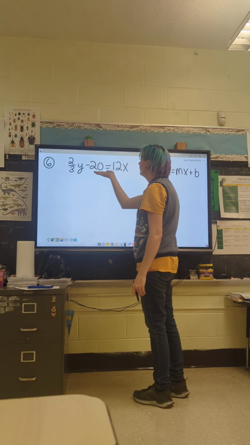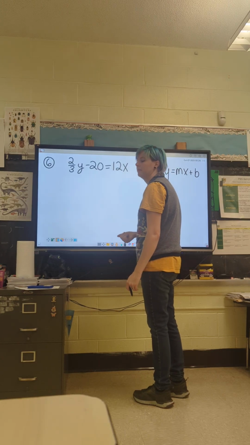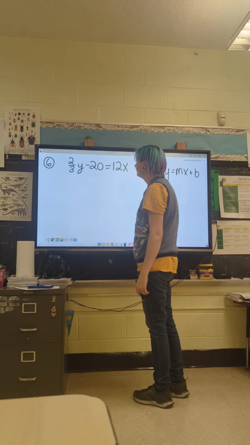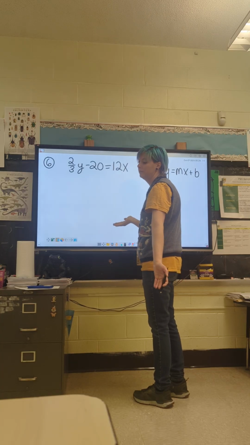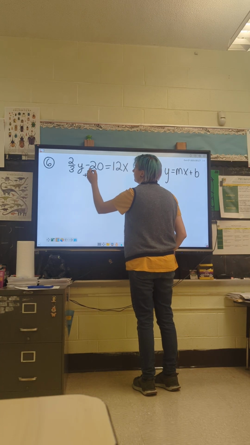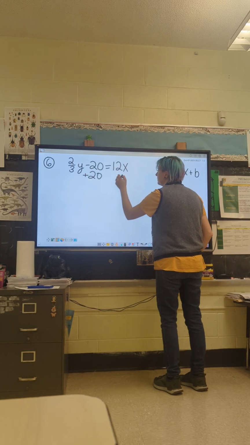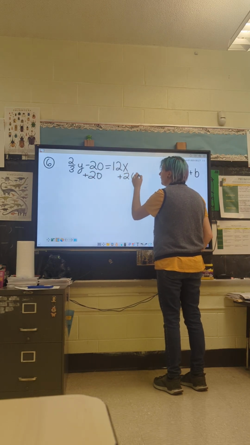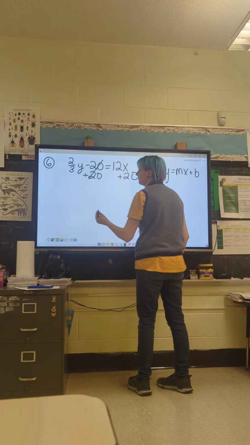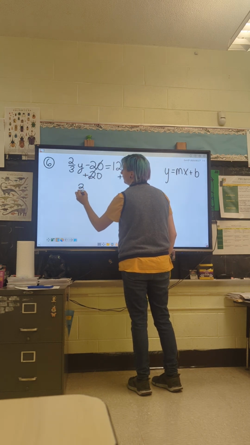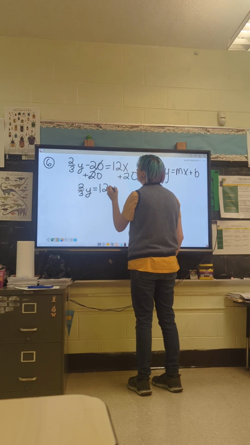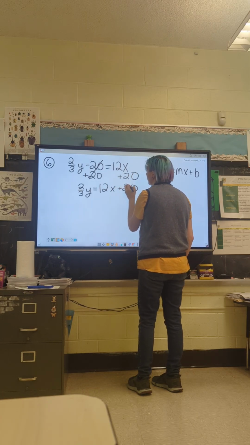Y, number x. Okay. I'm going to keep the y here. Move this one. Opposite of negative 20. Positive 20. A positive 20 that you are absolutely not allowed to combine with that 12x. No. 2/3 y equals 12x plus 20.